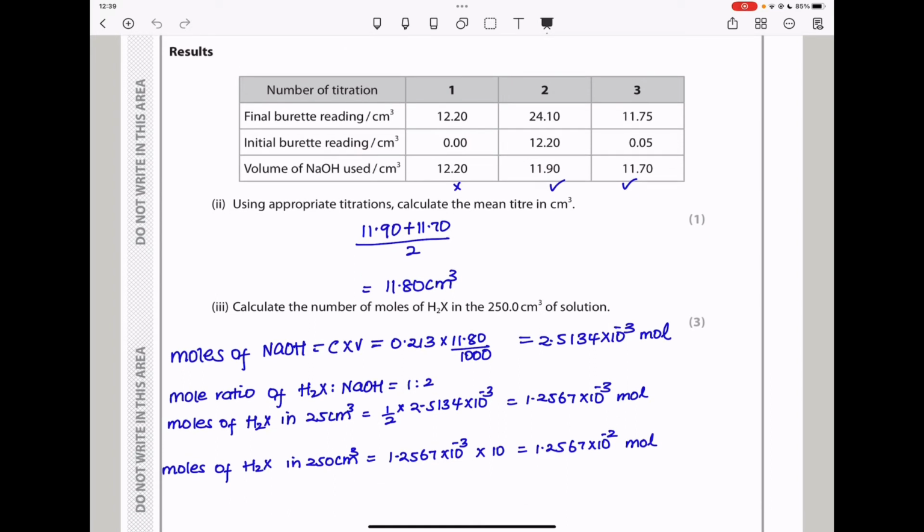They said using appropriate titrations, calculate the mean titer. In order to calculate the mean titer, we need to use concordant results. Concordant results are results which are within plus or minus 0.2 centimeters cubed of each other. So when we see this one here, these two are concordant because the difference between them is within the plus or minus 0.2 centimeter cubed range.